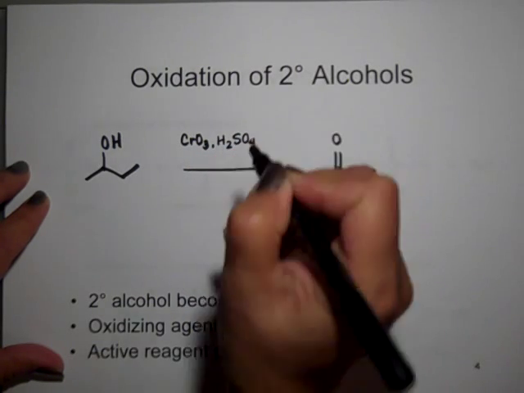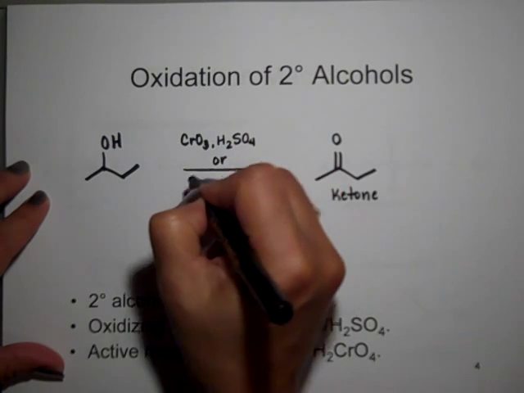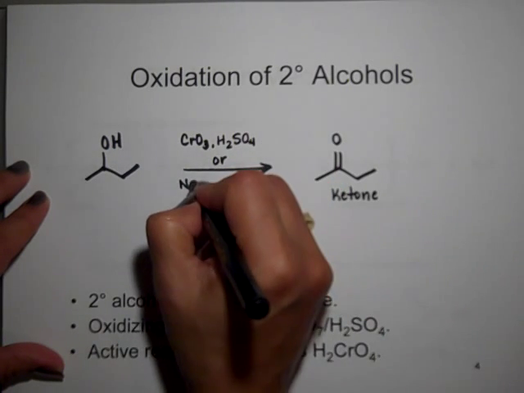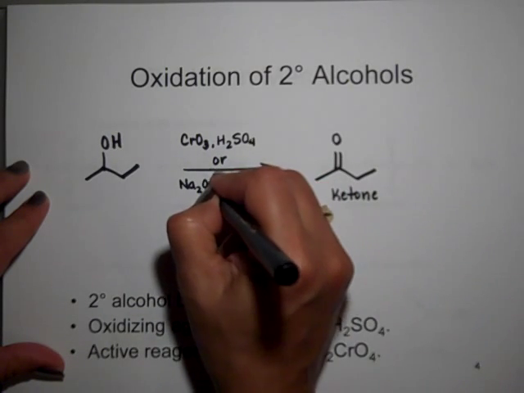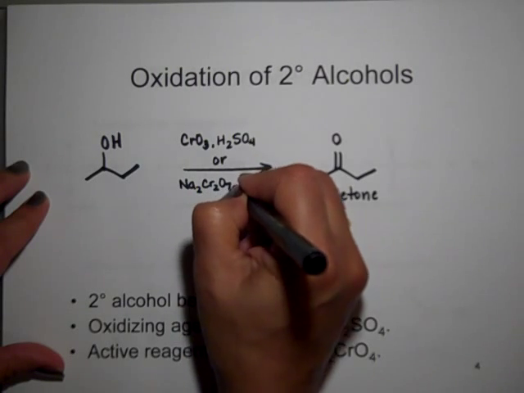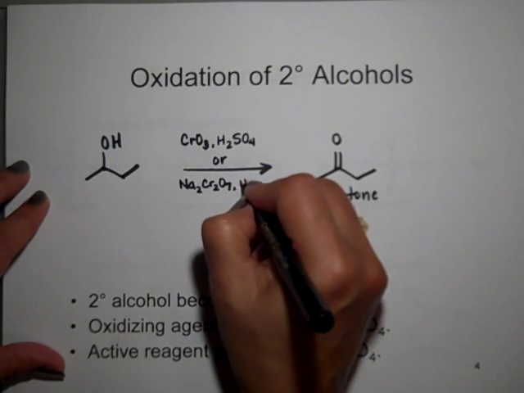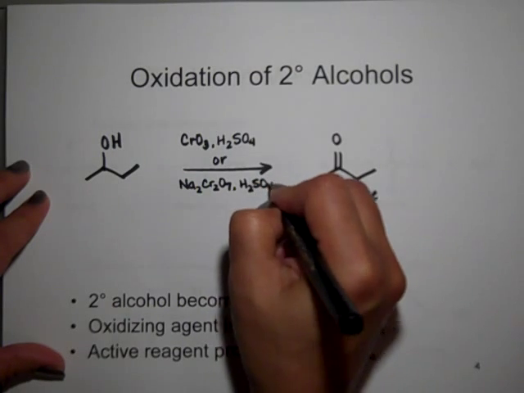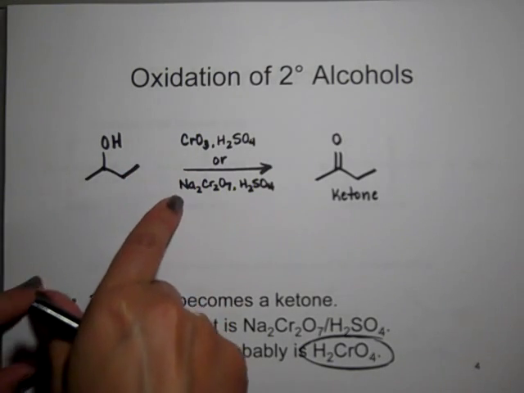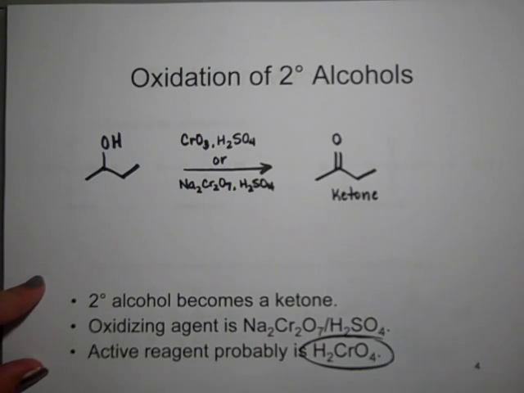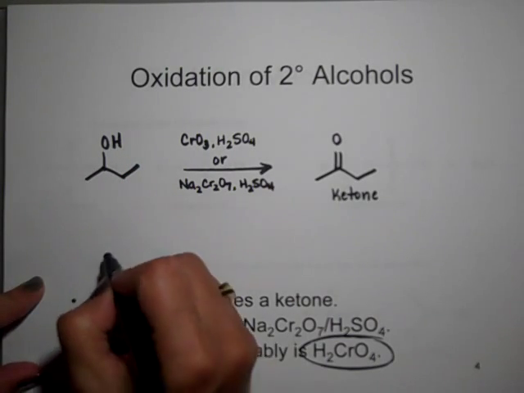You add there sulfuric acid. Or you can do the reaction with sodium or potassium dichromate. I have been telling you that sometimes we use sodium, sometimes we use potassium, but it's just a counter ion, so it's still fine. But when you use chromium, you're going to have to use acid in there. So sulfuric acid is the one that we use most of the time. Now, chromic acid is probably the oxidizing agent, which you will form whenever you make the chromium trioxide or the dichromate with sulfuric acid.